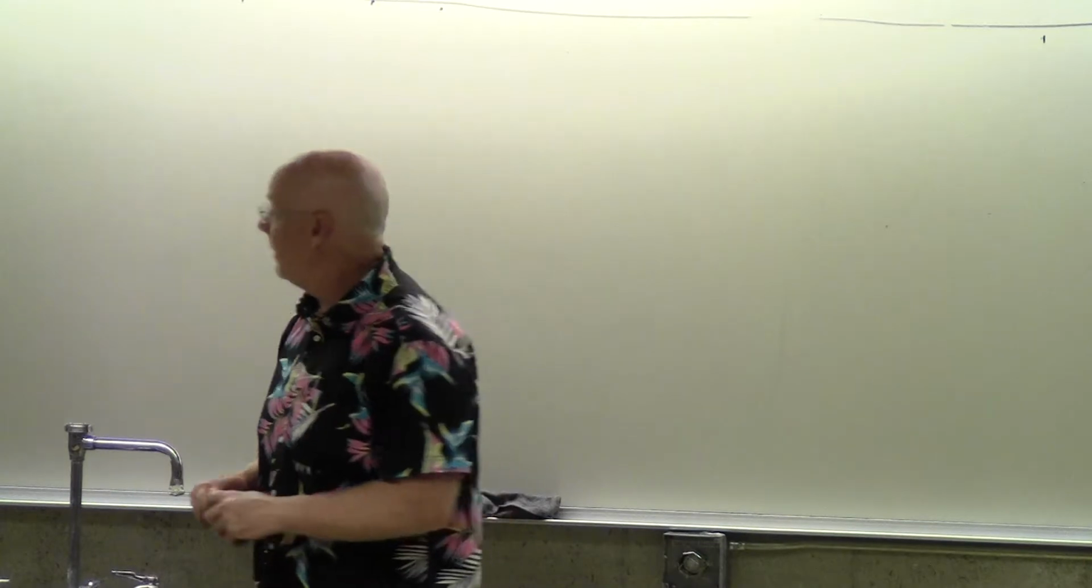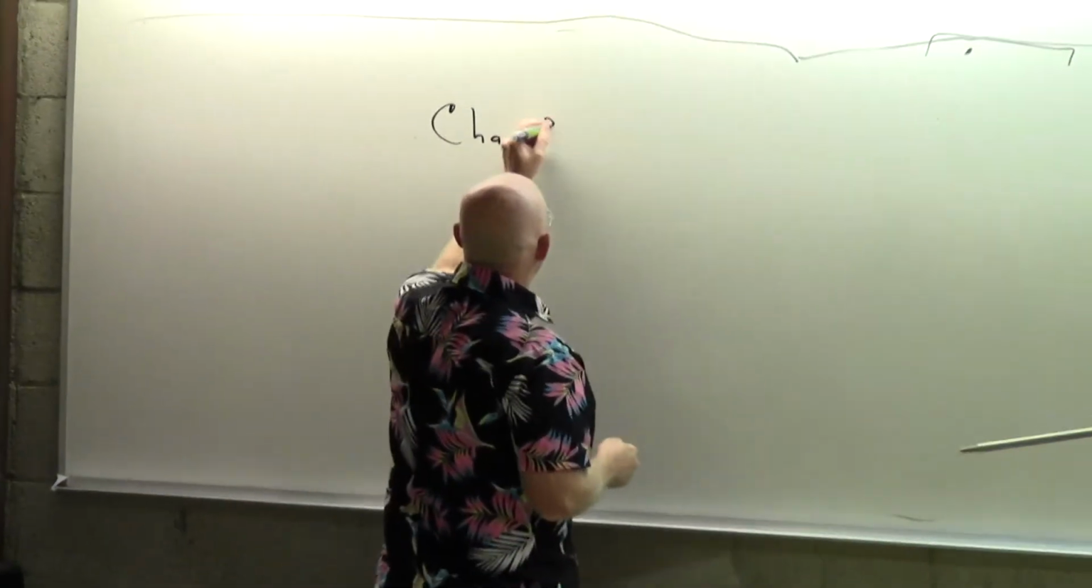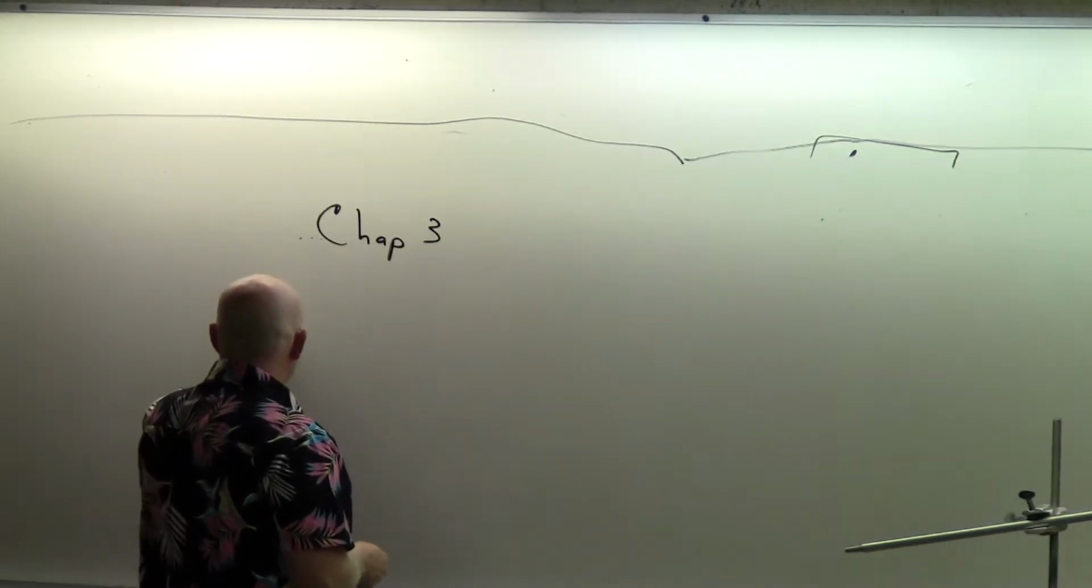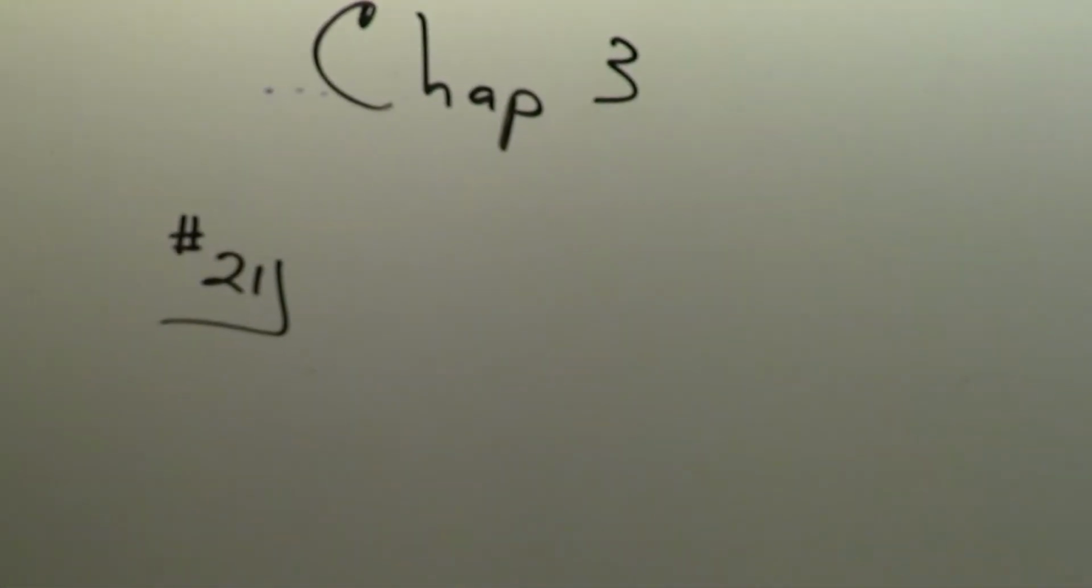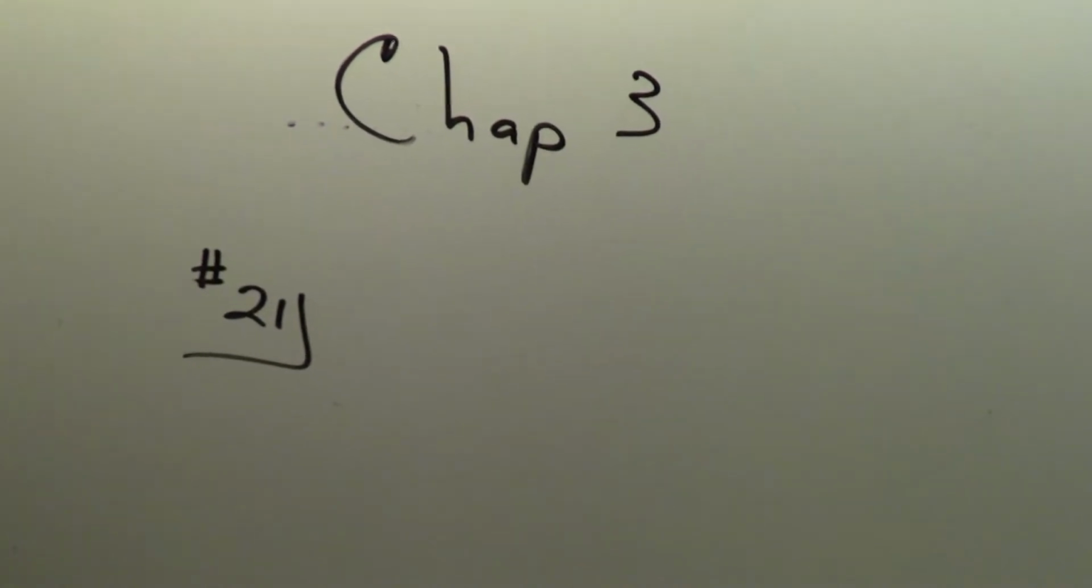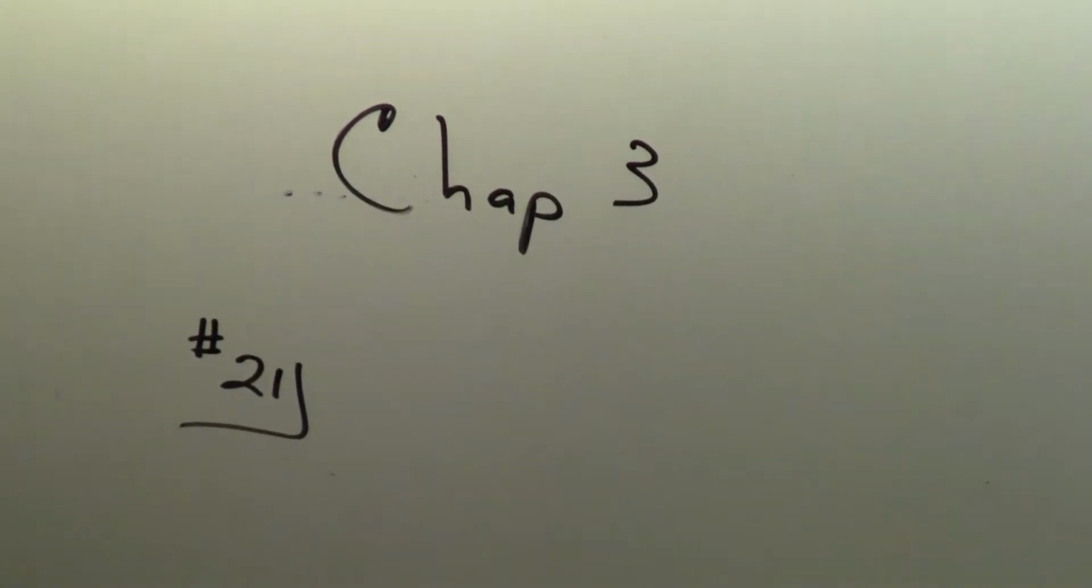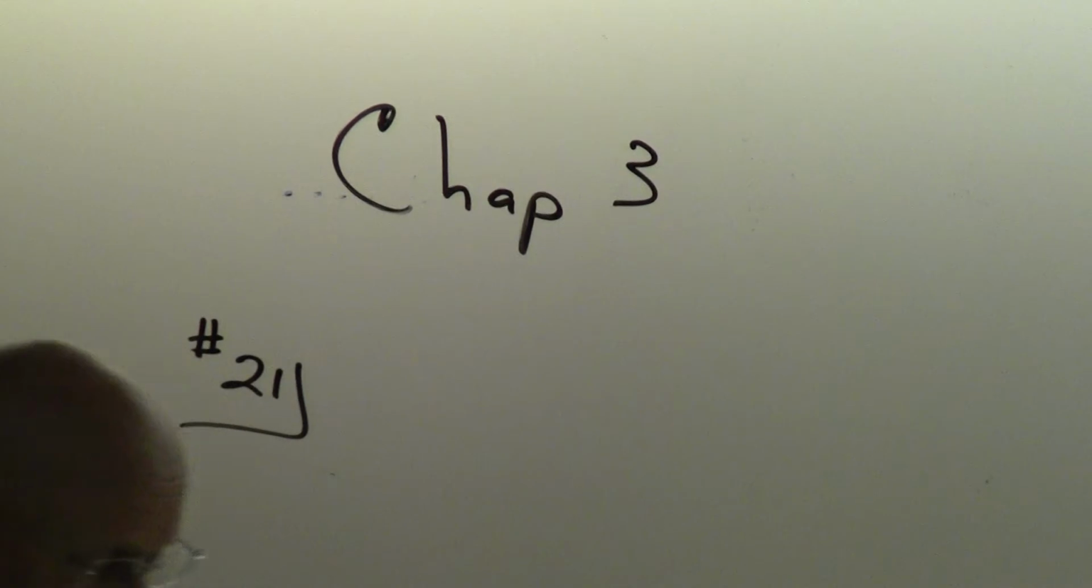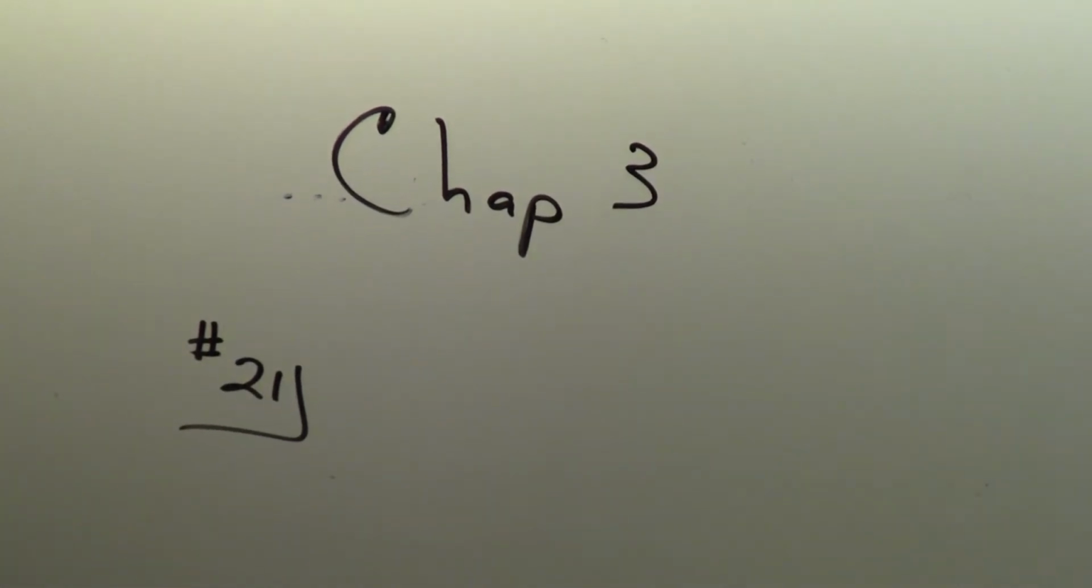So let me start with number 21. Coming over here, chapter 3, number 21. It says, if a pole is 210 newtons that accelerates a 40 kilogram child on ice skates at a rate of 5 meters per second squared, what is the frictional force acting on the skates?